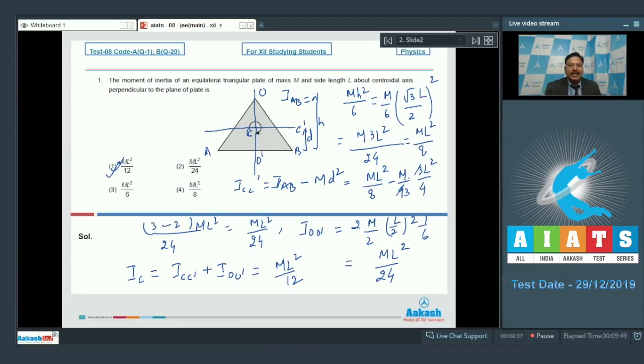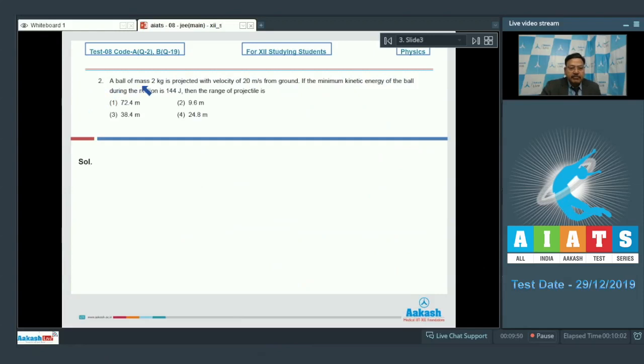Let's go to the next question now. Question 2 says a ball of mass 2 kg is projected with a velocity of 20 meters per second from the ground. If the minimum kinetic energy of the ball during the motion is 144 joules, then the range of the projectile is.